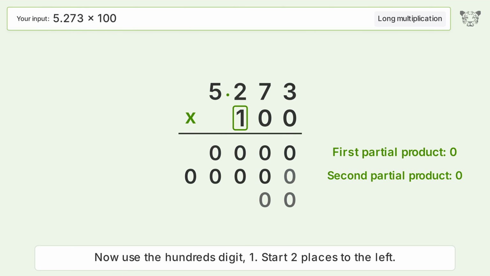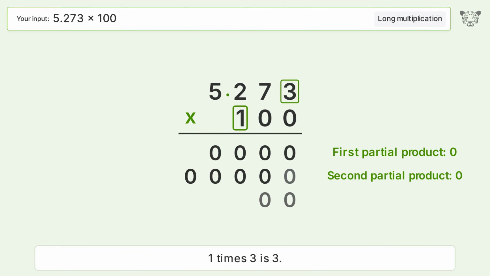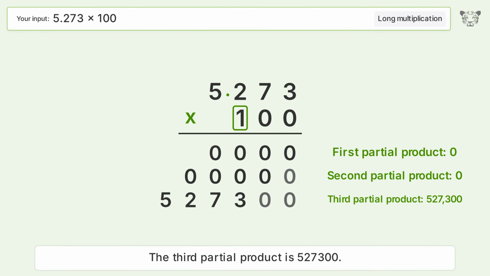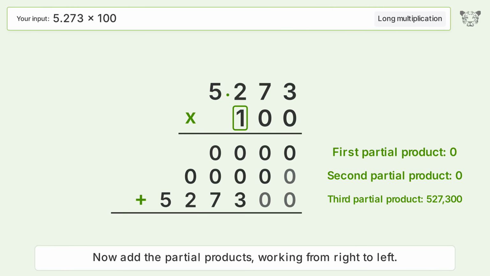Now use the hundreds digit, 1. Start two places to the left. 1 times 3 is 3. 1 times 7 is 7. 1 times 2 is 2. 1 times 5 is 5. The third partial product is 527,300. Now add the partial products, working from right to left.